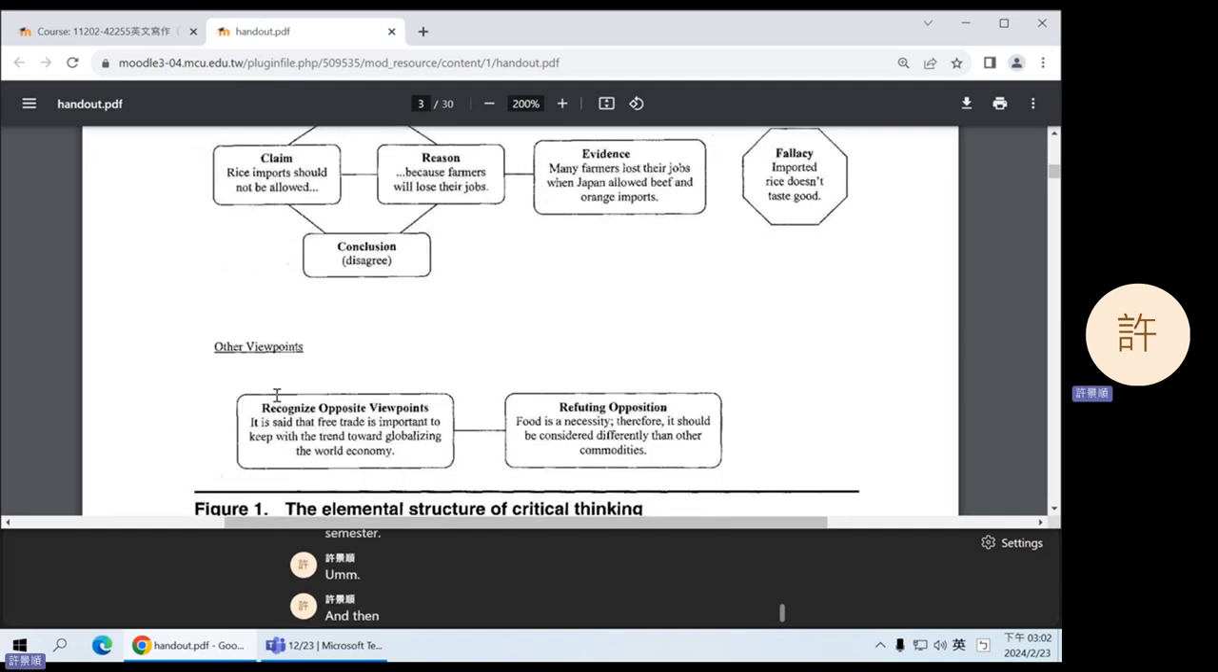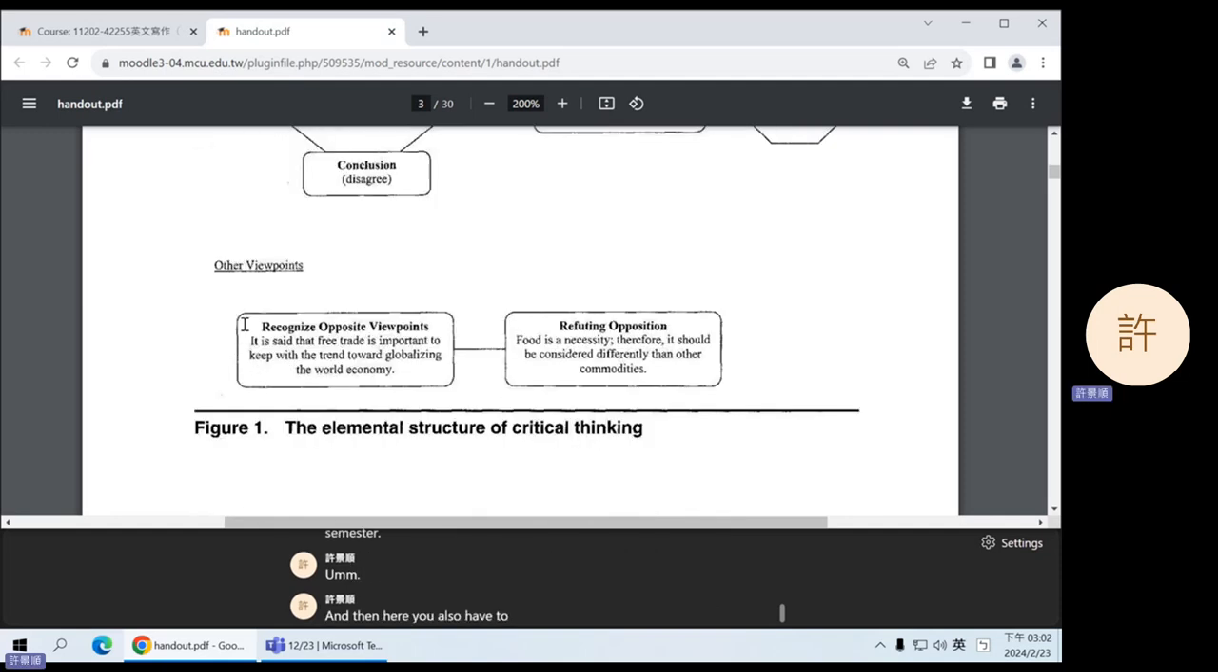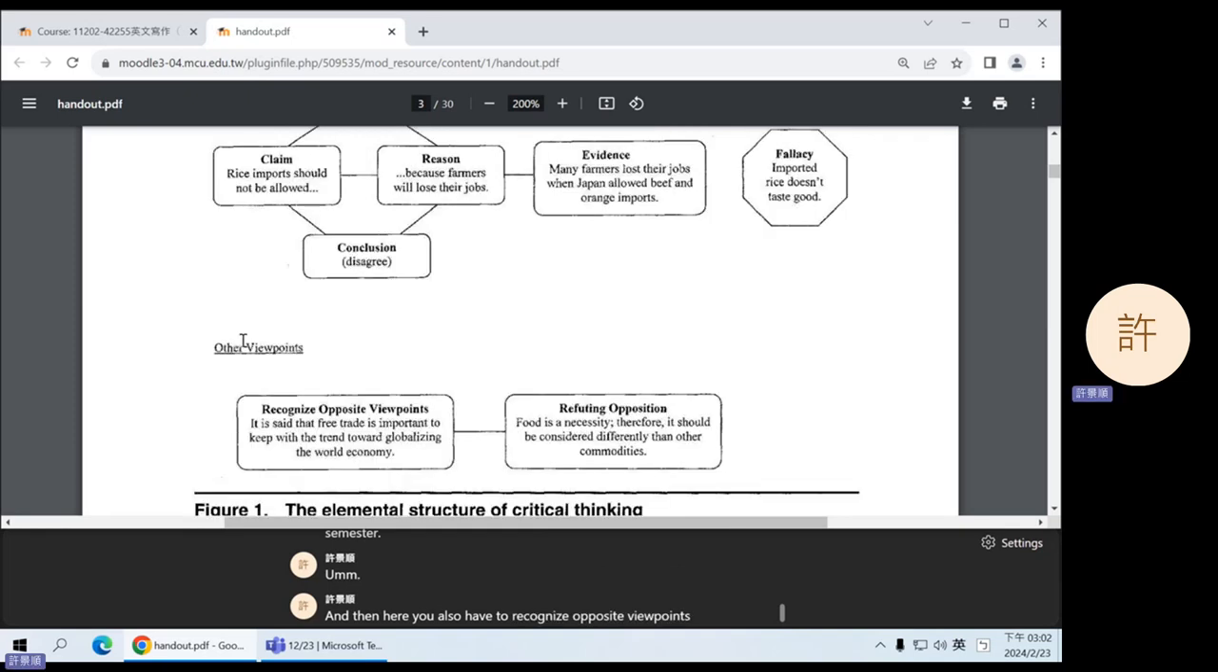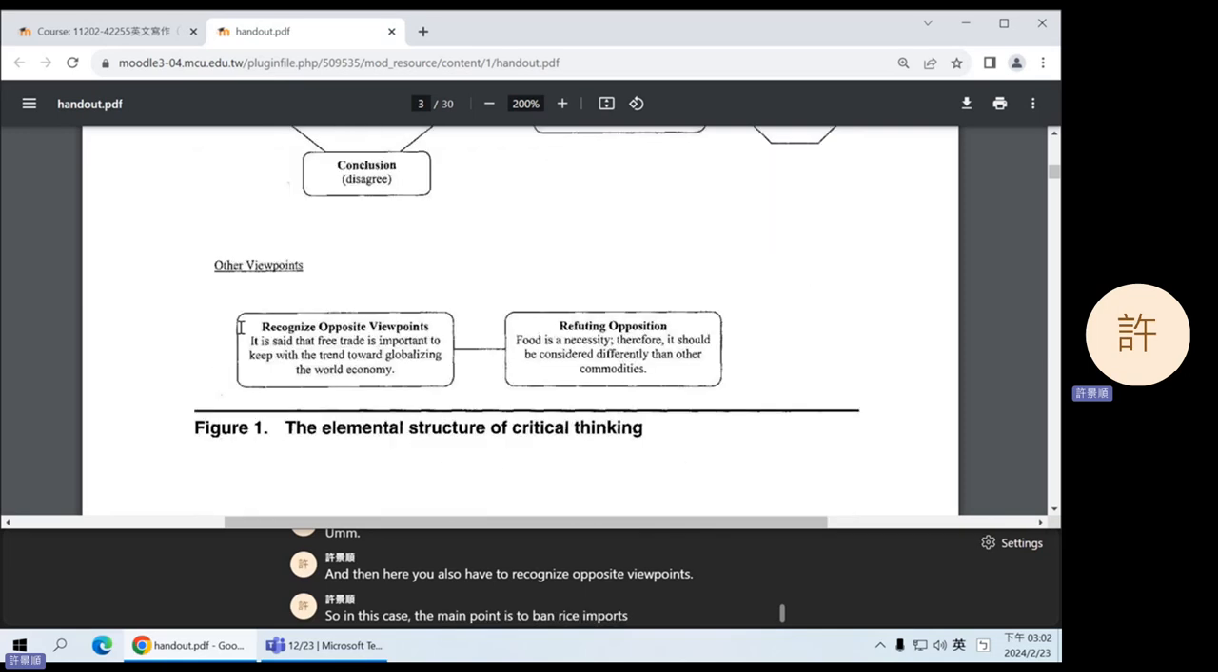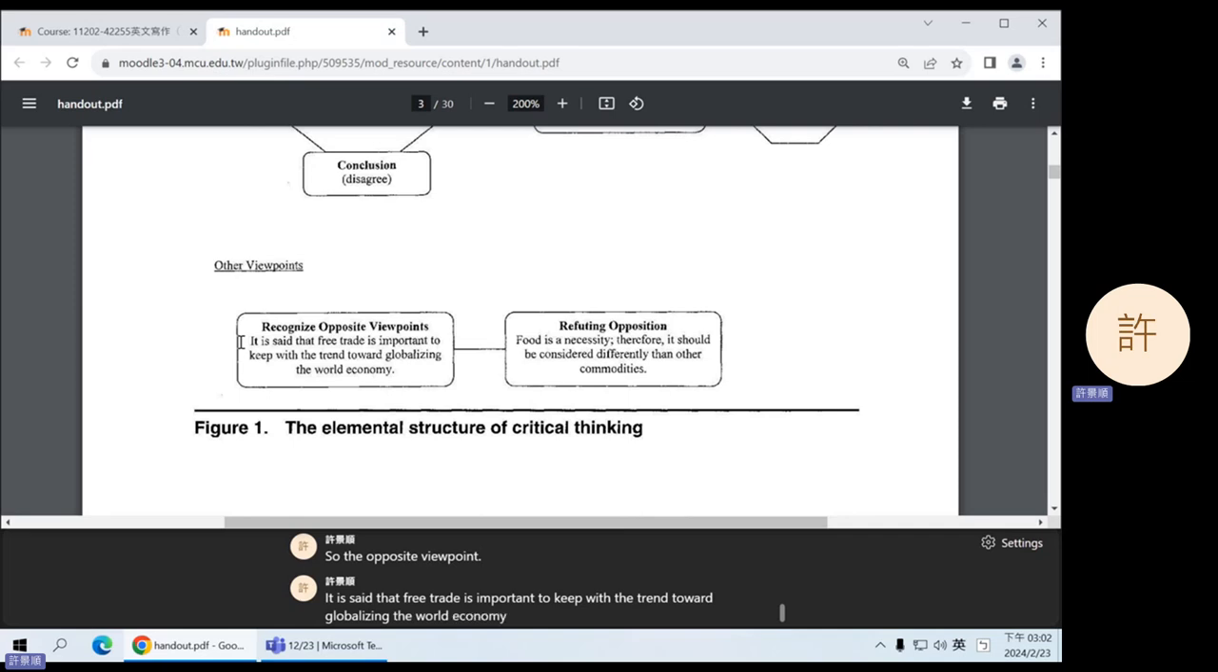And then here you also have to recognize opposite viewpoints. So in this case, the main point is to ban rice imports. So the opposite viewpoint, it is said that free trade is important to keep with the trend toward globalizing the world economy. So somebody who supports allowing rice into the country probably would think this. And then you have to respond.